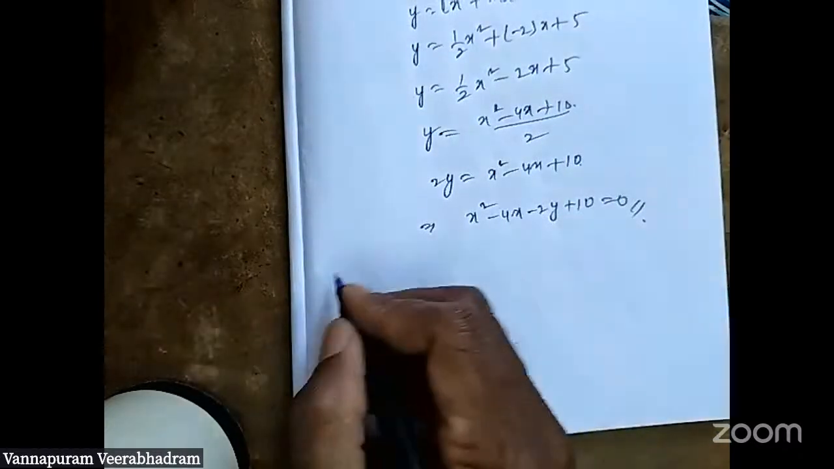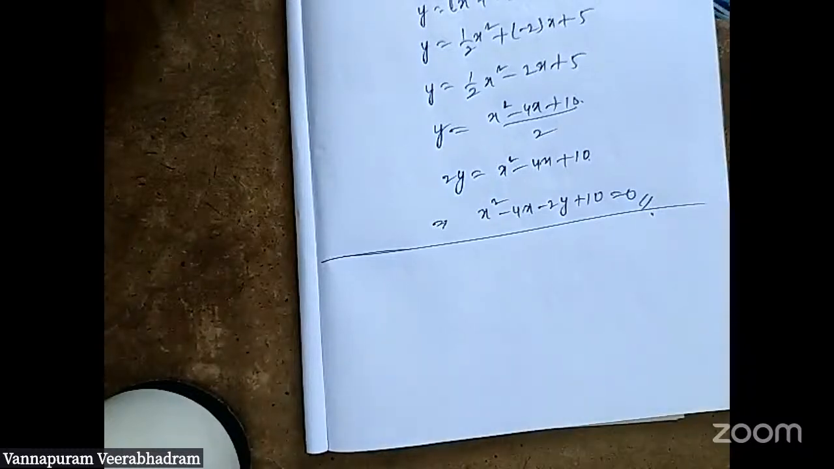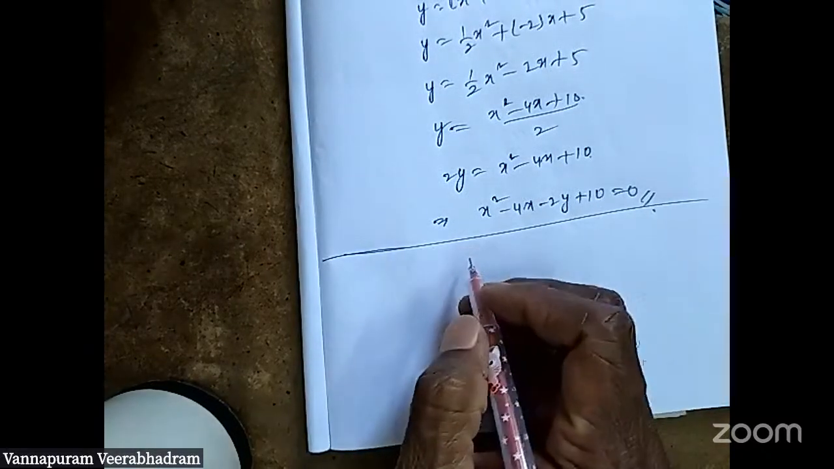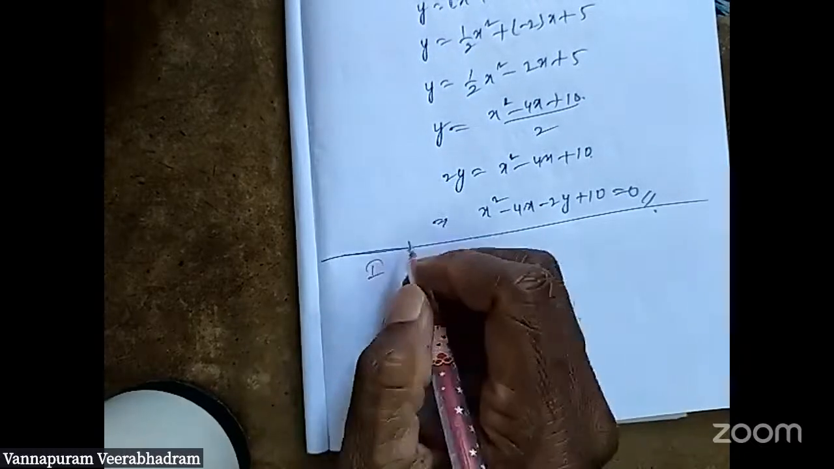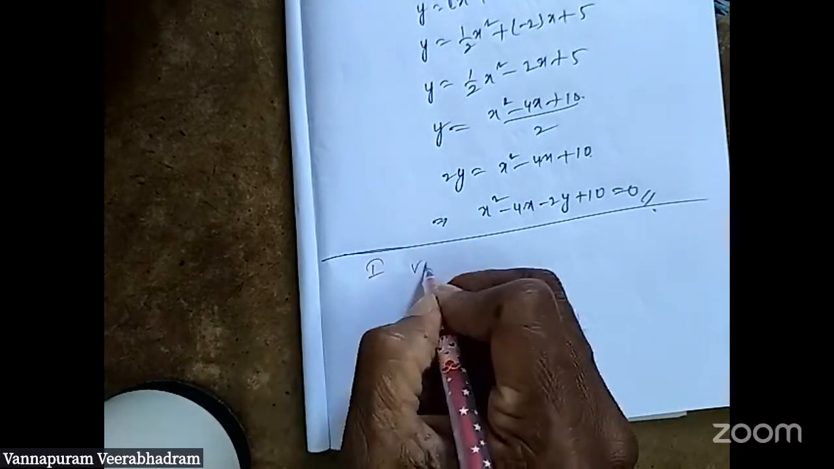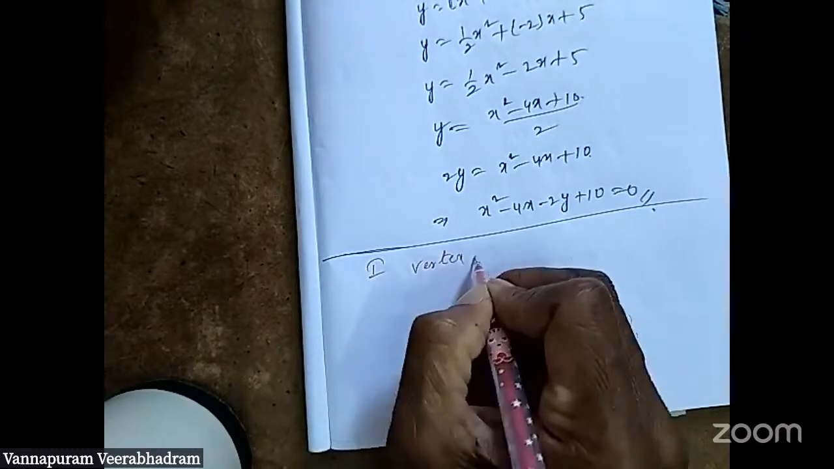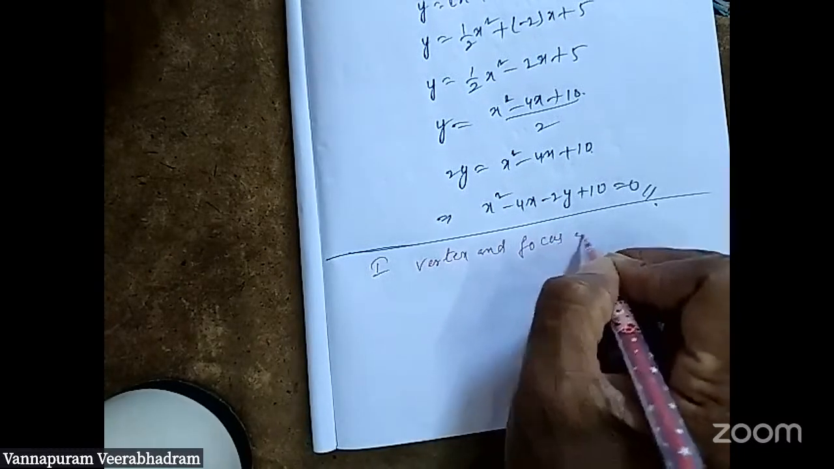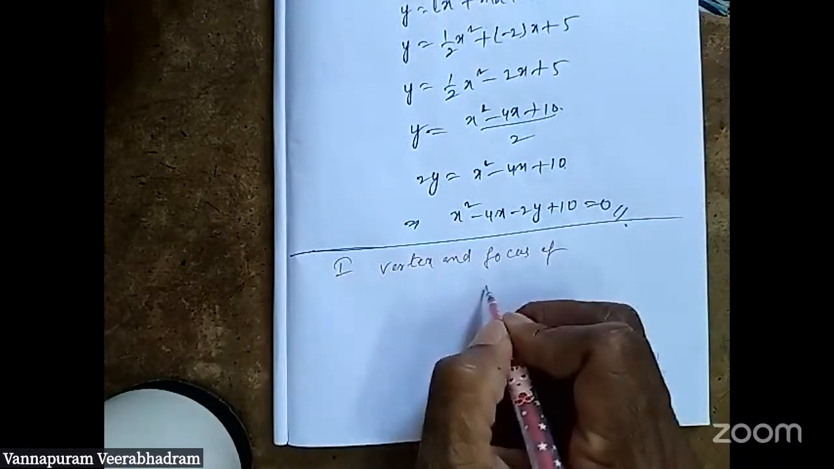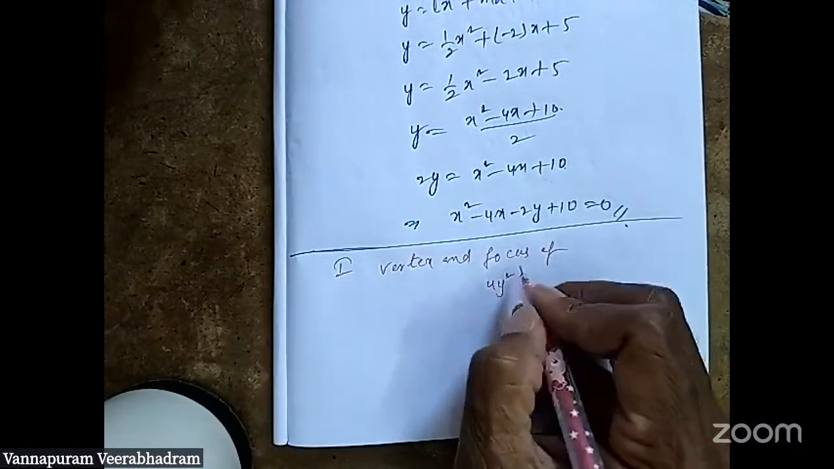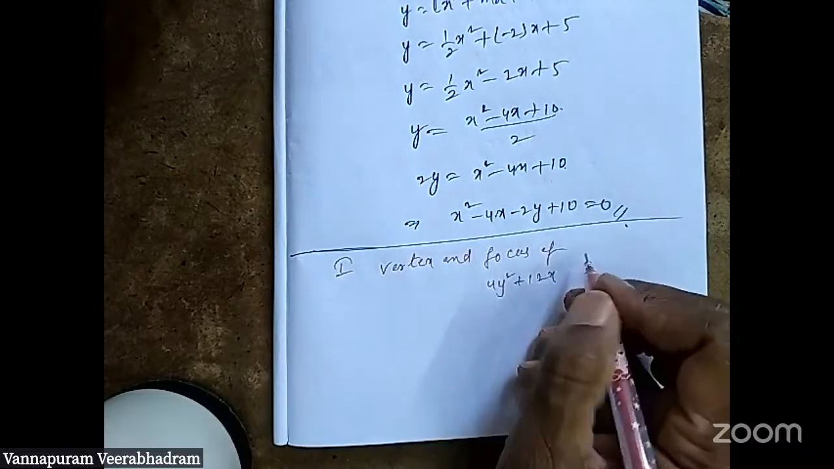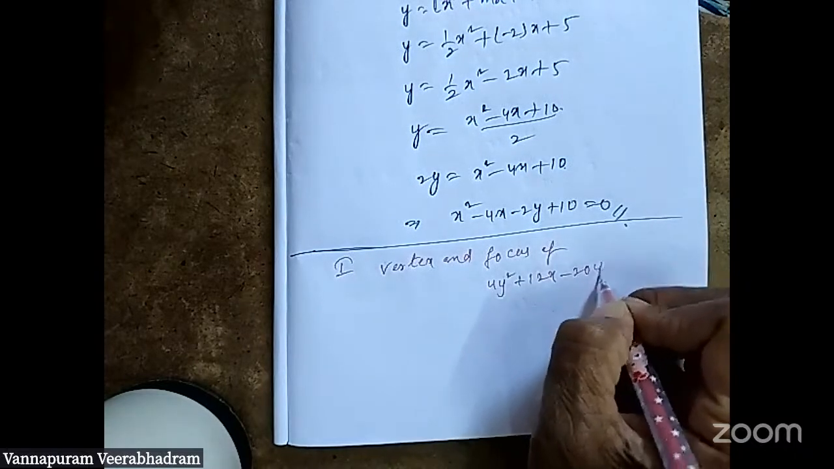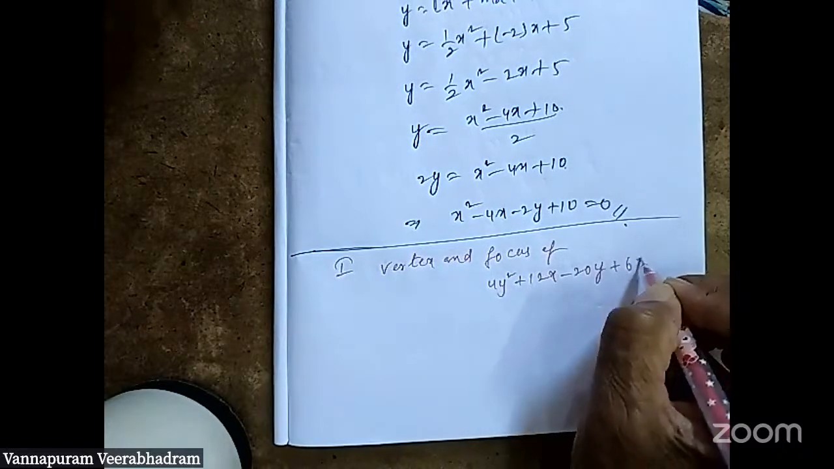So similarly, you do two more problems. Here in exercise 3A, problem number 1, the first question is find the vertex and focus of the parabola 4y square plus 12x minus 20y plus 67 equals to 0.